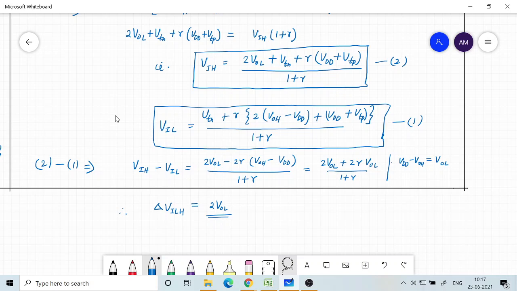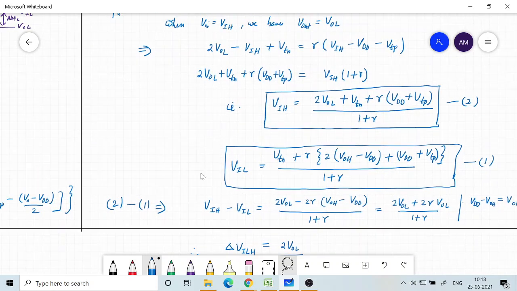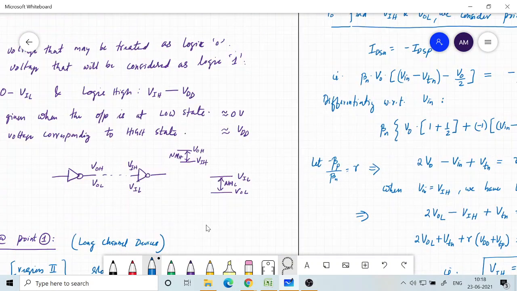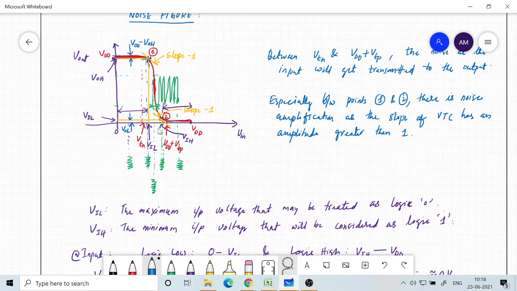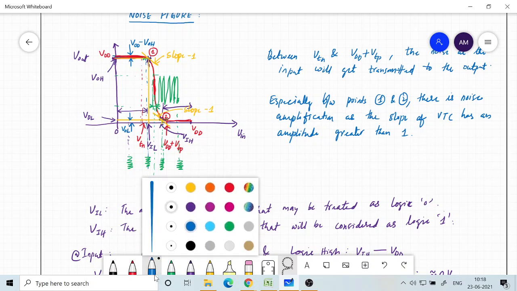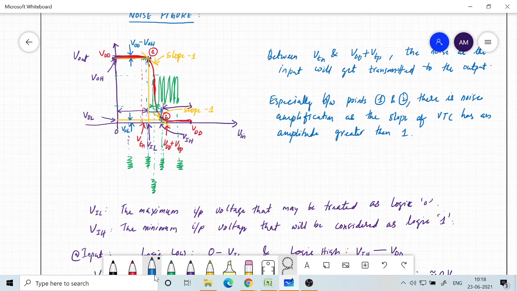Okay, so these are really close. Since VOL is very small, what we can say is that if you look at the diagram, this is point 1 and point 2. Here I have denoted it like this: this is point 2 and this is point 1. So this is what we are saying. This is 2 VOL. That is what we got. Okay, so 2 times this difference is basically that.